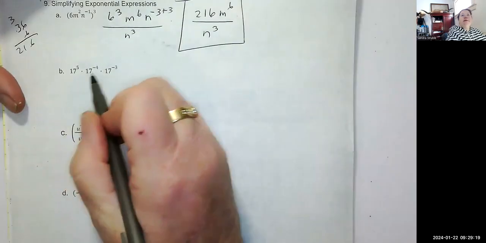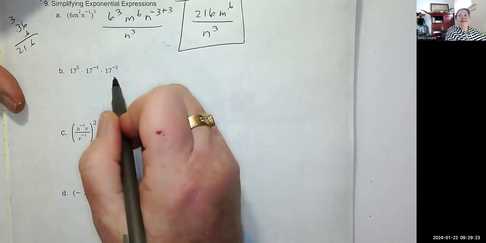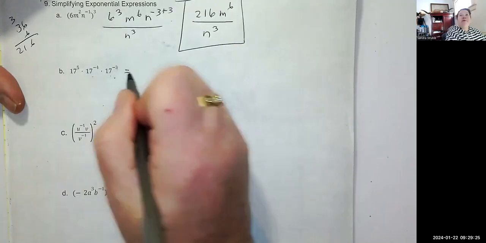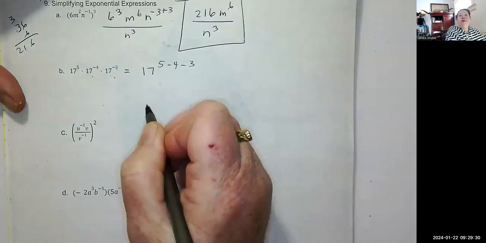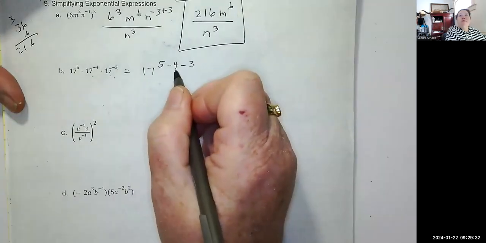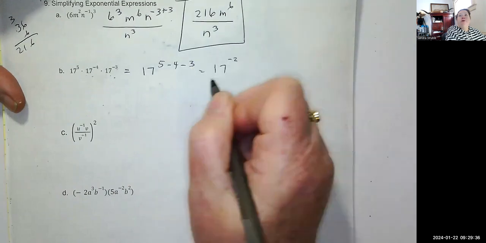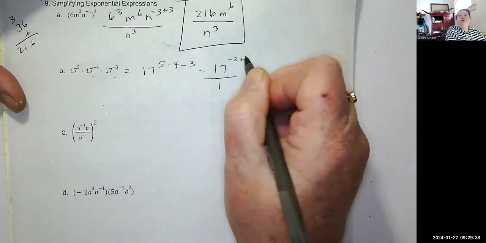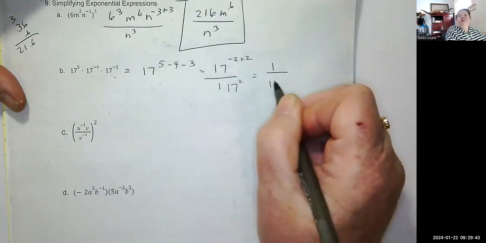17 to the 5th times 17 to the -4 times 17 to the -3. Because these have the same bases, we can just add our exponents. So that's 17 to the 5 minus 4 minus 3. 5 minus 4 is 1. 1 minus 3 is -2. So 17 to the -2. We want to add 2 to both. That gives us 1 over 17 squared.